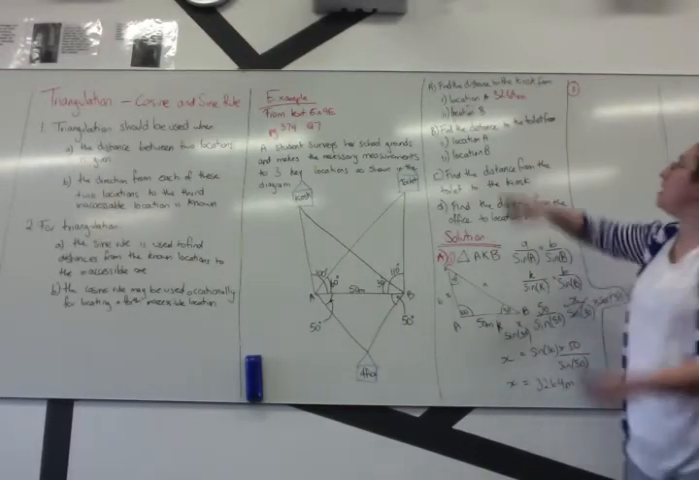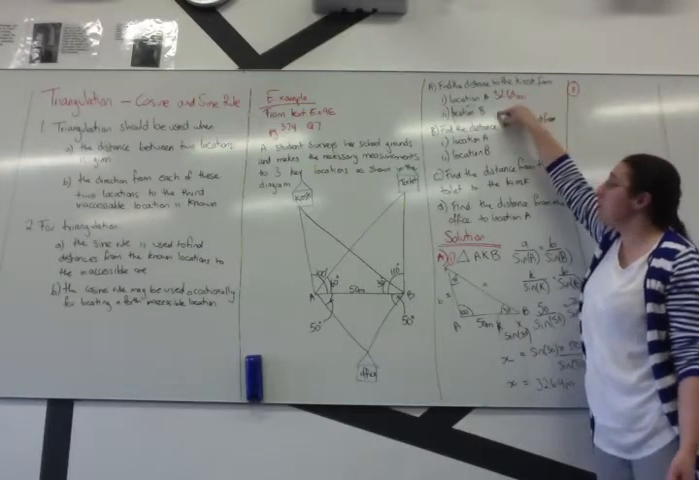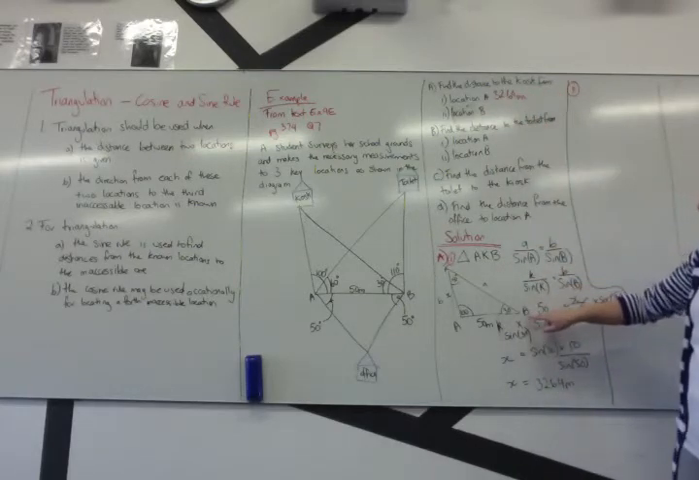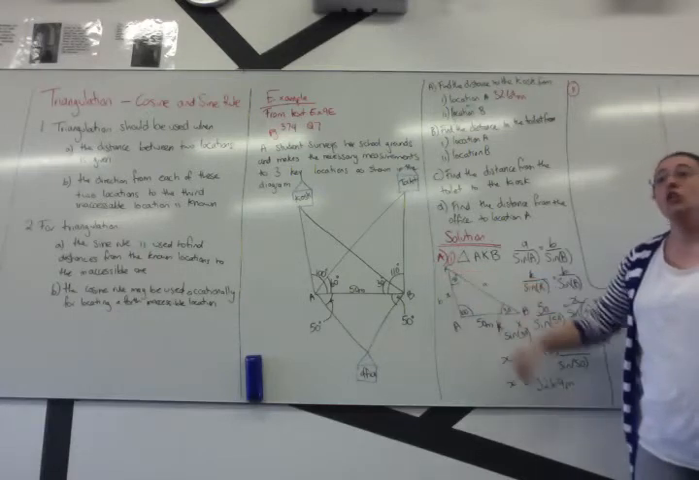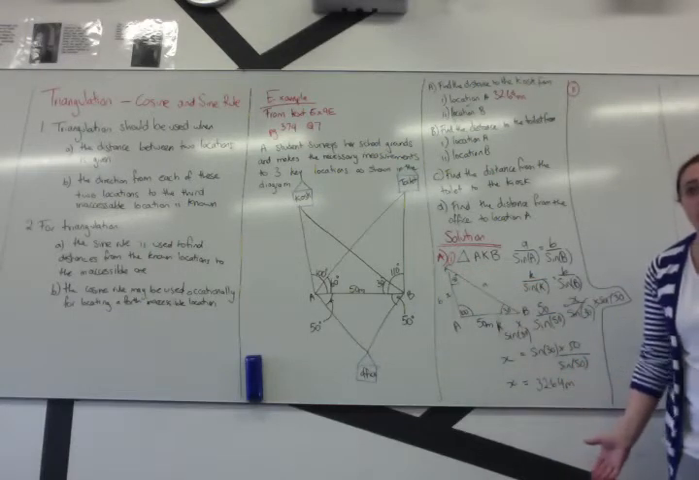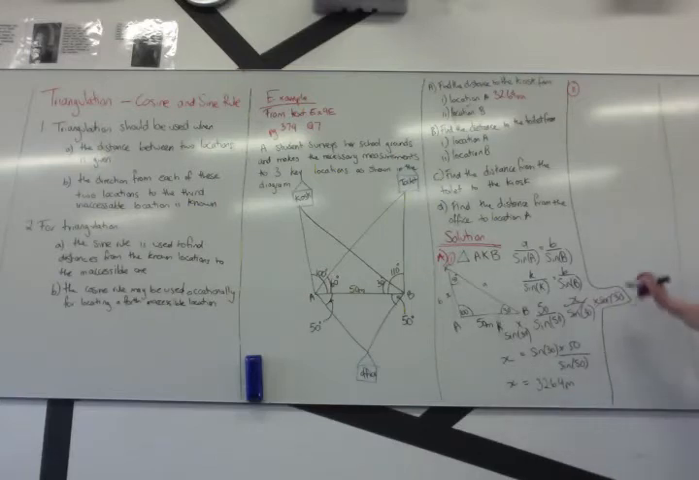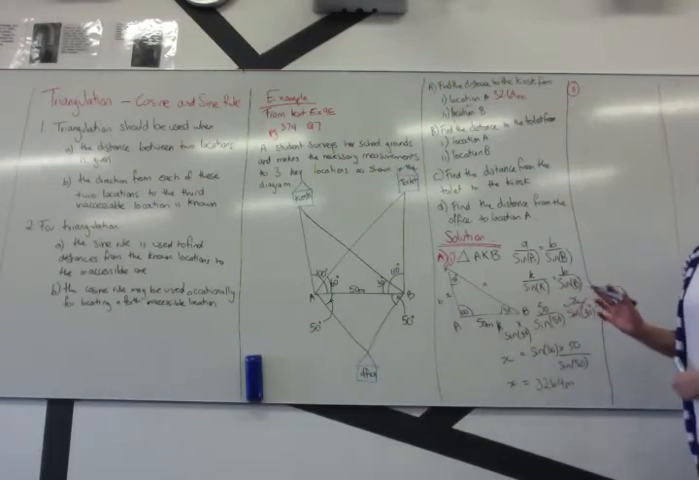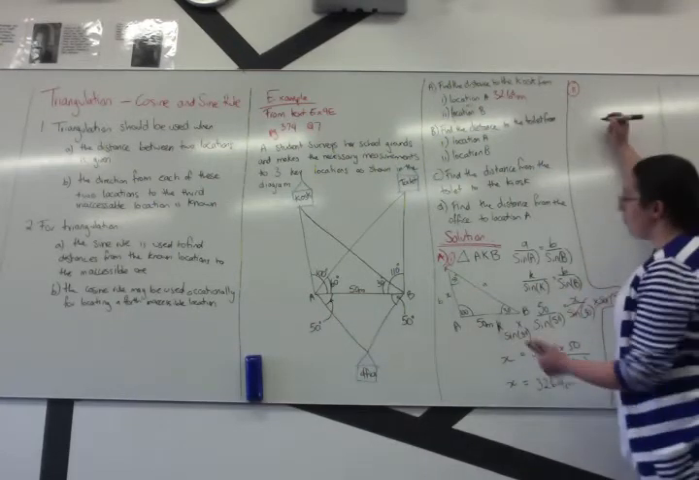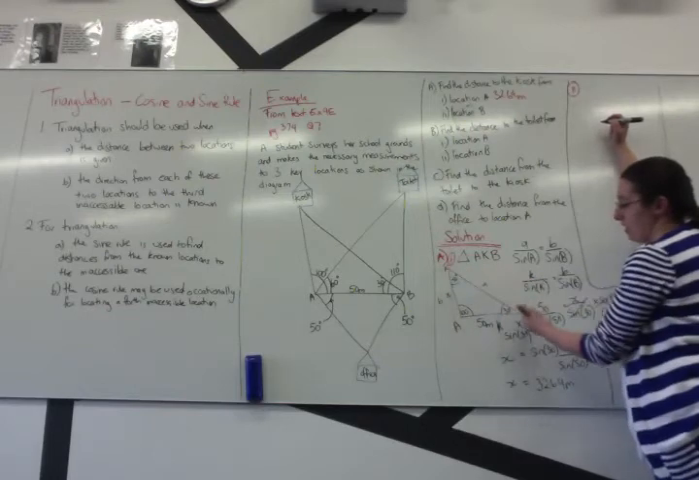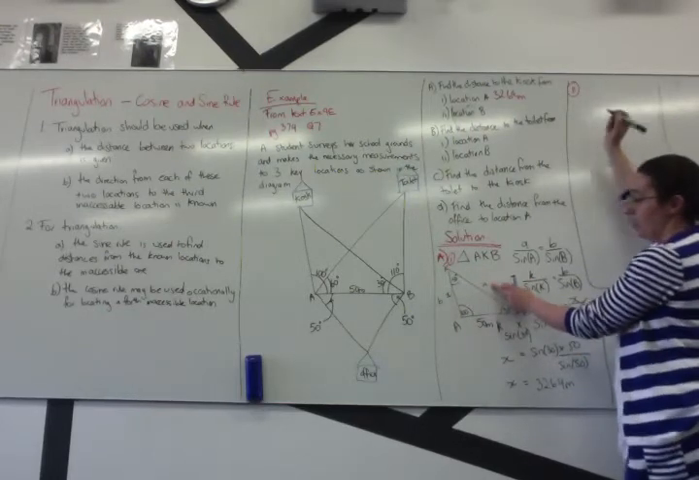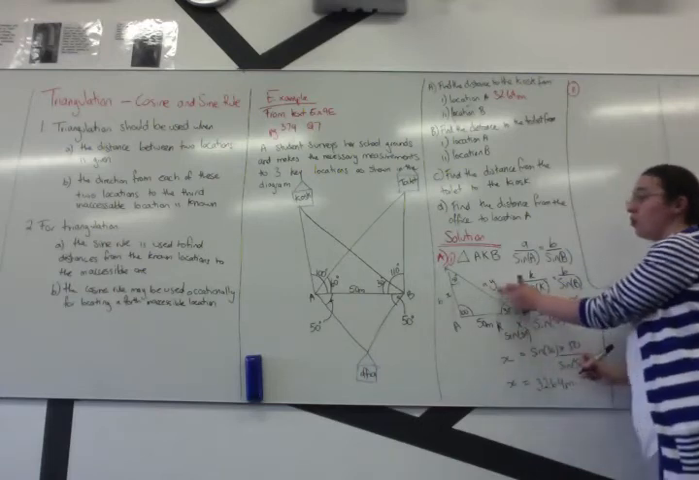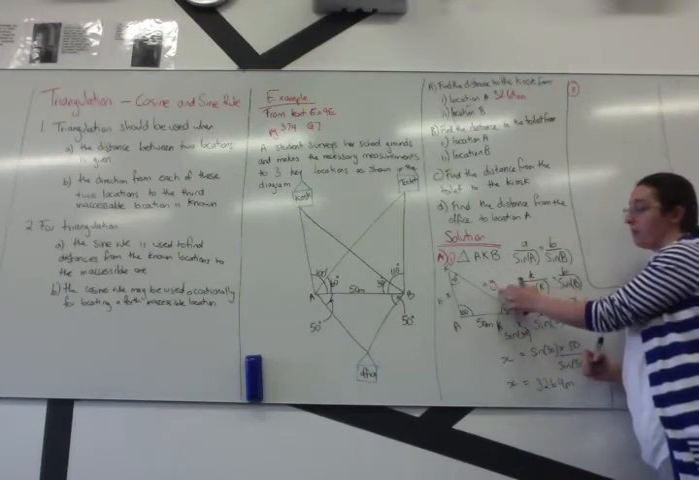Part 2 says the location B to the kiosk. So now we're looking for this distance from B to K. Do you have all the information in the triangle already? Yes. Alright, so rather than redrawing it all out, you've already got it. You don't need to look anywhere else. Just put it straight in. We want this length, and I'm going to call it Y so we don't get confused between the letters.